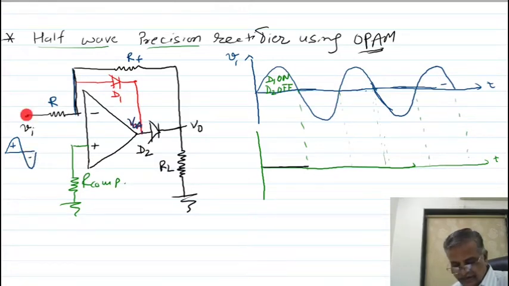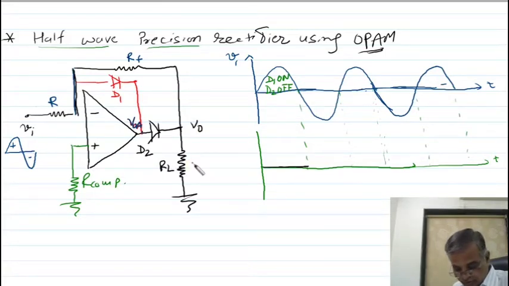When the negative half appears at this point, this diode does not conduct. Due to this negative voltage at this point, the output of the op-amp is forced to be positive. If this is positive, this diode will conduct and current will flow, and you will get a voltage VO across RL.